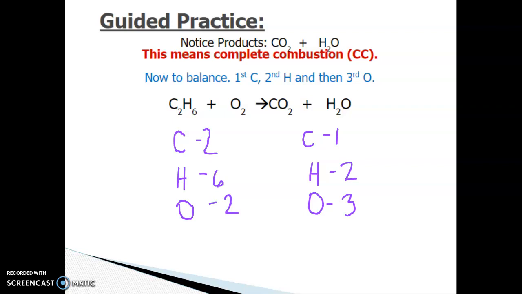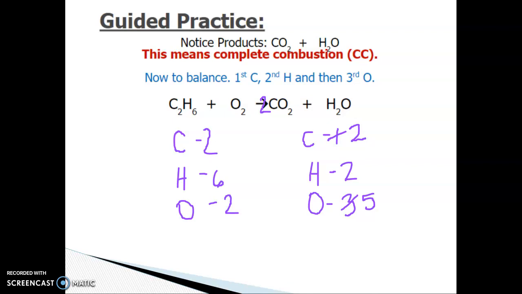So let's balance our carbons first. I have 2 on the left-hand side, so I'm going to need 2 on the right-hand side. So I'm going to put a 2 here. I'm sorry, my 2 has to kind of go over this arrow a little bit, but it'll be all right. So now we have 2 carbons and 5 oxygen.